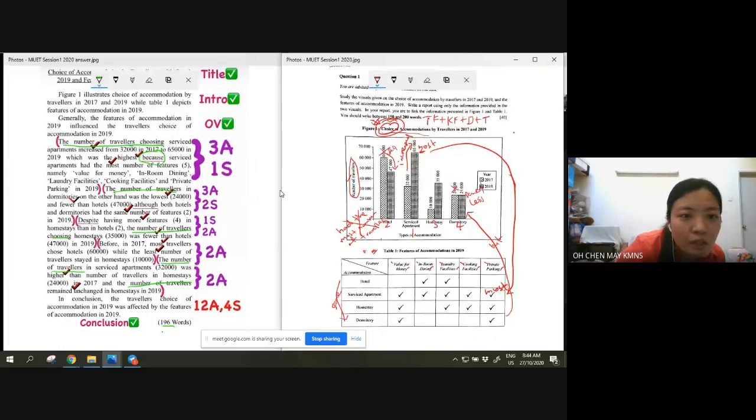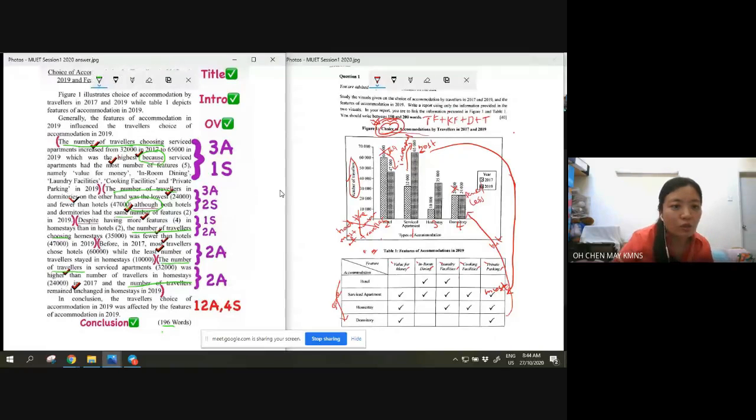So here, lowest is considered one analysis already. Was the lowest, and then fewer is another trend word. So fewer than hotel is another analysis there because it's showing another trend. So that's already two analyses. Then hotels, how many? Remember, always put in the data. Although is the linking word already. Although both hotels and dormitories had the same number of features, two in 2019.